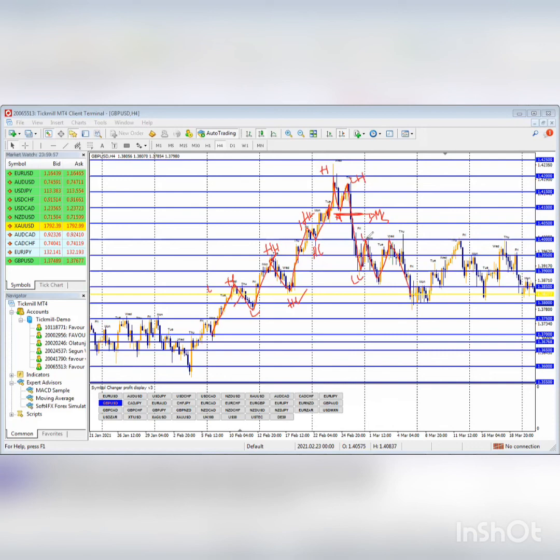So these are some of the things you can add to your confluence before you want to take a trade. Then it gave you what? Lower high. Then it what? A lower low. Then a lower high. Then a lower low. Like that. So guys, this is it about it.